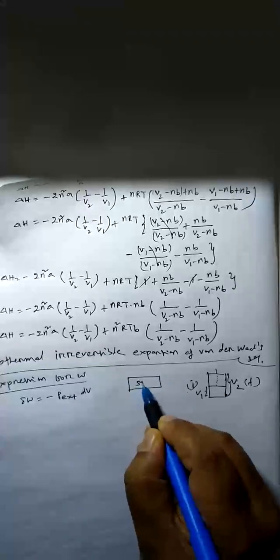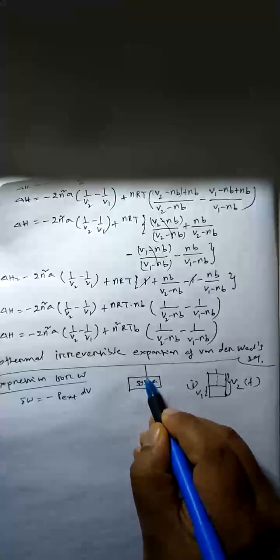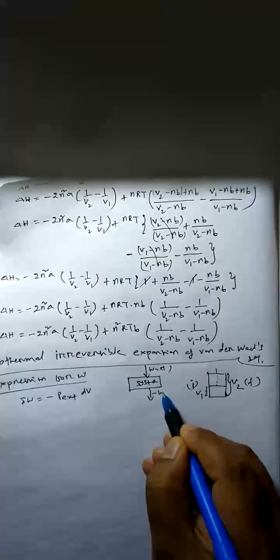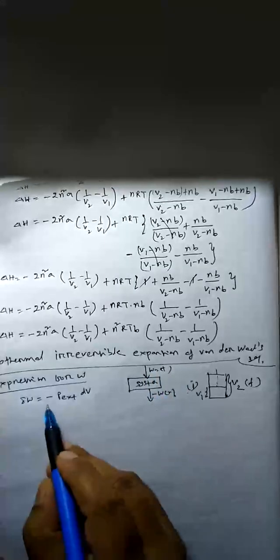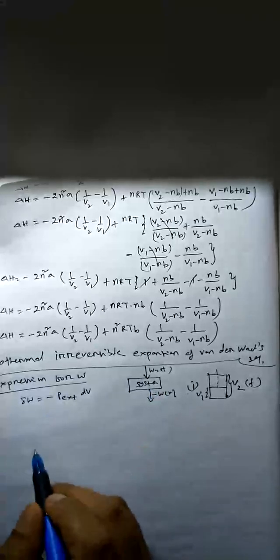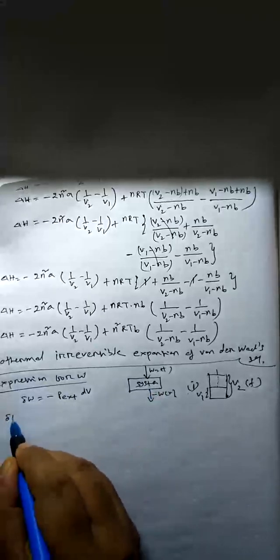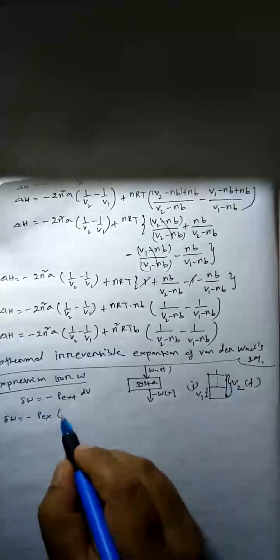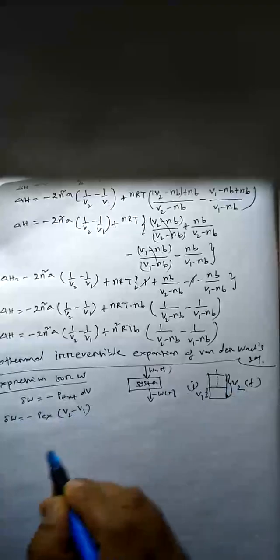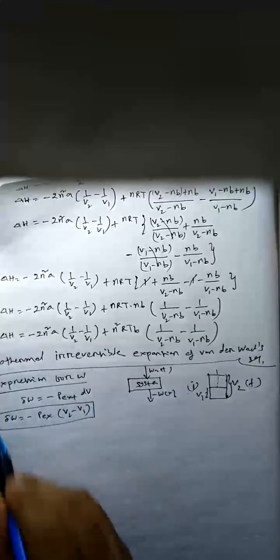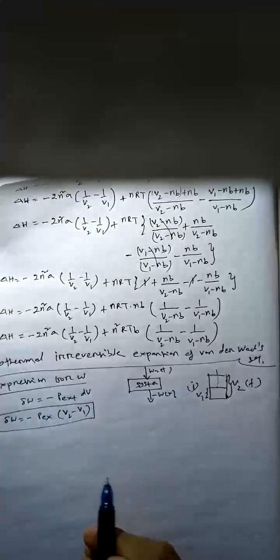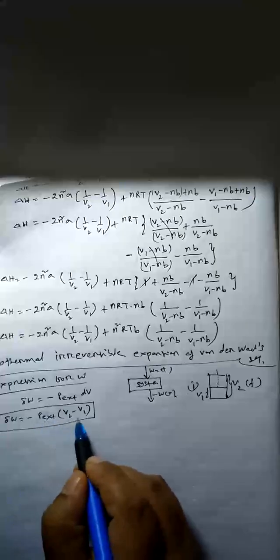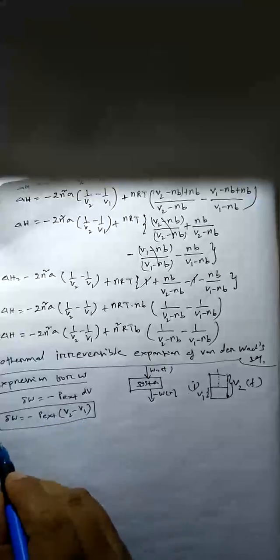This is my system. This is the work done on the system, positive. This is the work done by the system, negative. So work done by the system is negative because the system's energy decreases. Then we can write that del W is equal to minus P external times final volume minus initial volume, V2 minus V1. This is called irreversible work done. This is the expression for irreversible work done, and this is the external pressure.